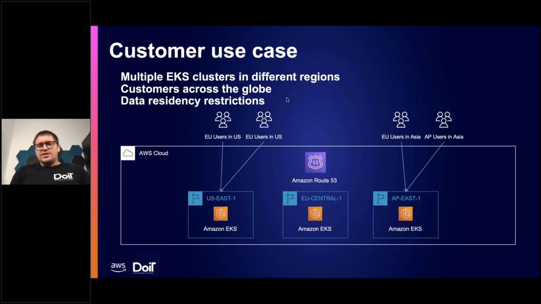I was talking to a customer nearly 7-8 months ago, and they came with an interesting problem. They were saying, okay, we are running multiple Kubernetes clusters in different regions, and we are serving our end customers across the globe, and we are starting to face data residency restrictions. If you look at the slide, you will see their original architecture diagram. Basically, they had their Kubernetes clusters with replicated infrastructure in different regions in the United States, in Europe, and in Asia.